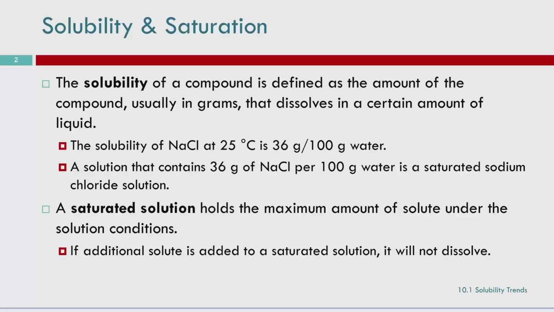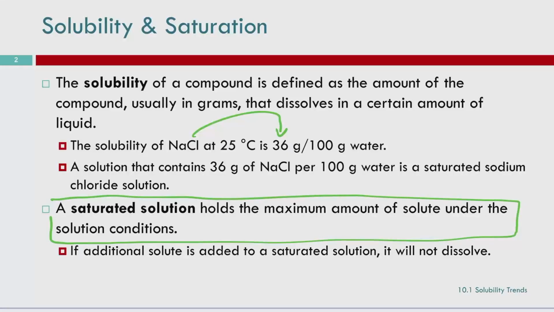That's the sodium chloride per 100 grams of water. A solution that contains 36 grams of sodium chloride per 100 grams of water is a saturated sodium chloride solution. NaCl is sodium chloride. So a saturated solution holds the maximum amount of solute under the solution conditions, basically just temperature.